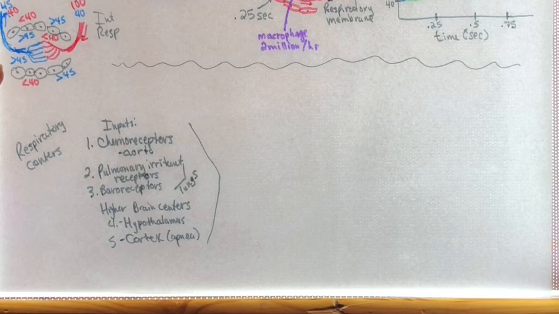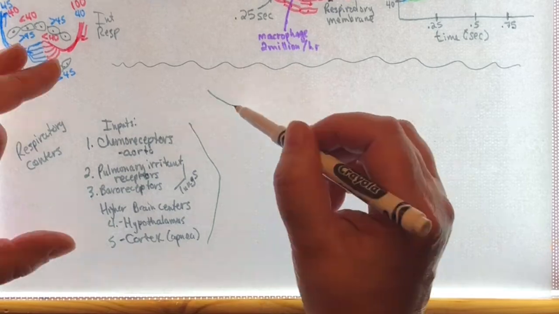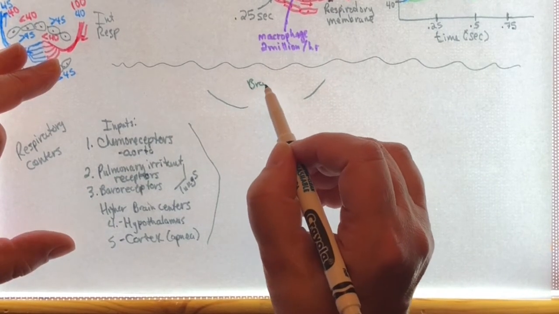So all 5 of these inputs, chemoreceptors in the aorta, pulmonary irritant receptors and baroreceptors in the lungs, and then the hypothalamus and the cortex, which are other parts of the brain, all 5 of these, and probably other things as well, will feed directly into the brainstem into your respiratory centers in order to either speed up your breathing rate, for example, or slow it down depending on what is needed, or cause you to cough, for example, or cause you to gasp. All of these things would have that input.